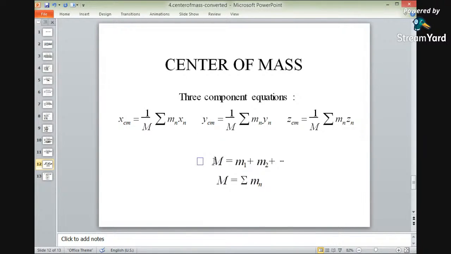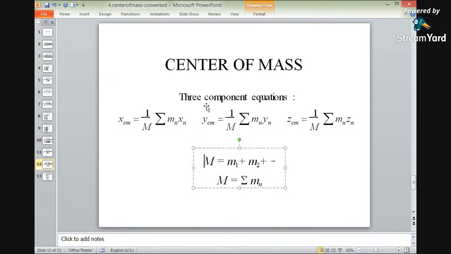Again, if we have x and y axes, the center of mass along the x direction is taken as 1 by M summation of mn xn. Along the y direction, the same formula applies but with mn yn. Whereas if the distance is to be calculated along the z direction, we have 1 upon M summation of mn into zn. So depending upon the direction, whether x, y or z, it is taken into consideration.